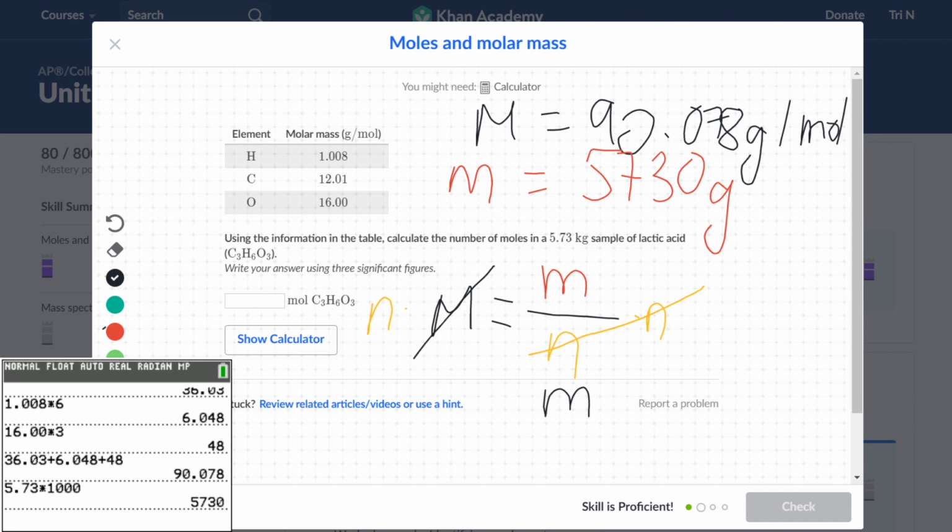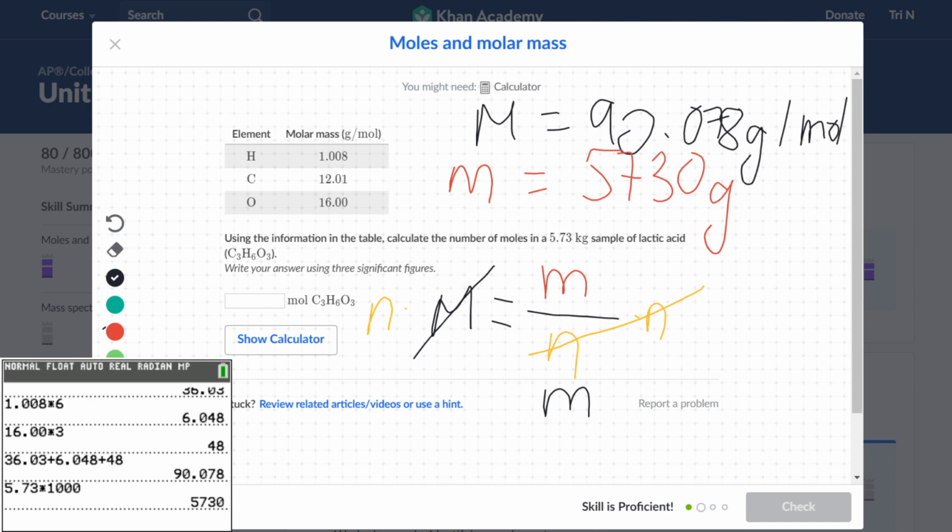So what we will have is n, or the amount of moles, is equal to mass over molar mass. So let's do that. We have the mass of 5,730 and the molar mass of 90.078 grams per mole. If we do that calculation, that should give us the amount of moles in a 5.73 kilogram sample of lactic acid.